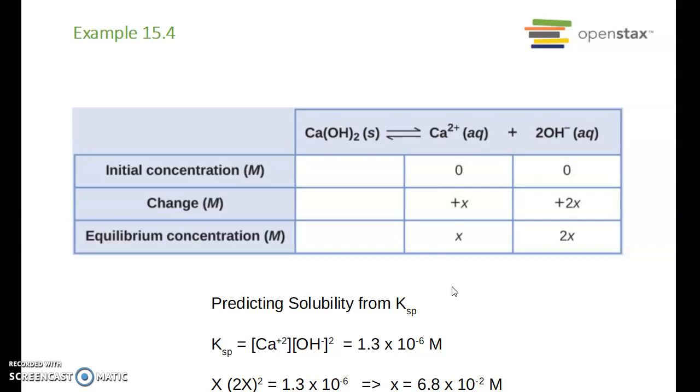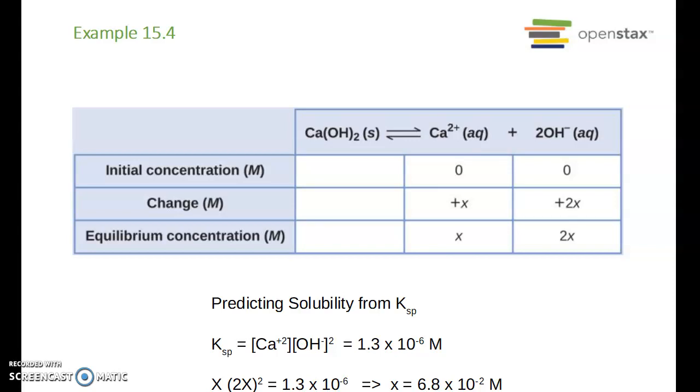Here you're going to have the situation where you have x times 2x squared equaling that 1.3 times 10 to the minus 6 moles. That's because Ksp is going to equal the concentration of the calcium ion, which is straight x. Then you've got 2x for the concentration of the hydroxide ion, but it has to be raised to the squared power. And so what you'd have then is 4x cubed, and 4x cubed equals 1.3 times 10 to the minus 6th.